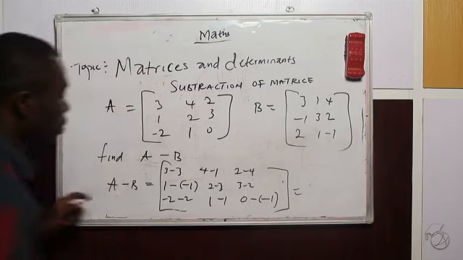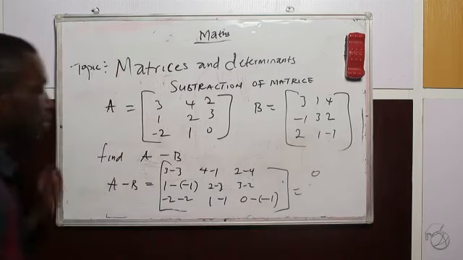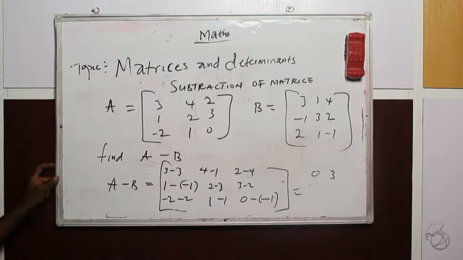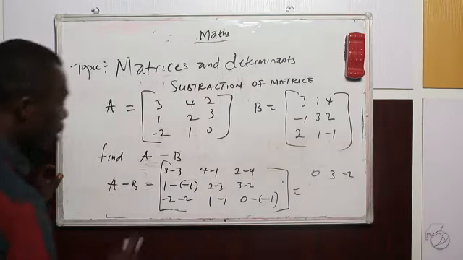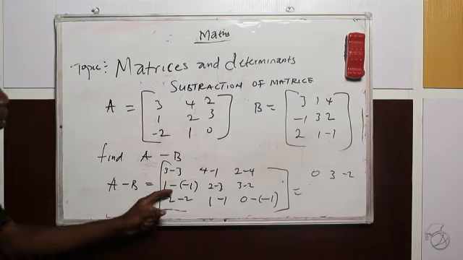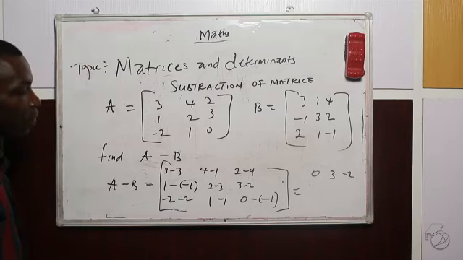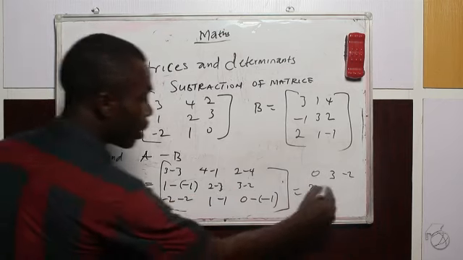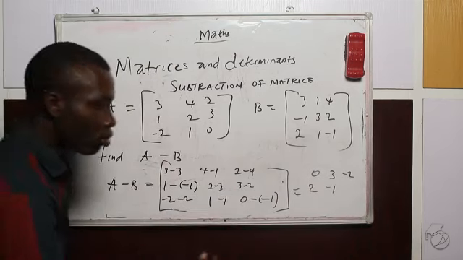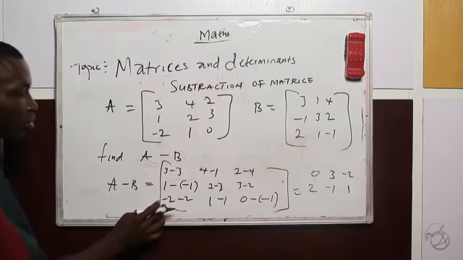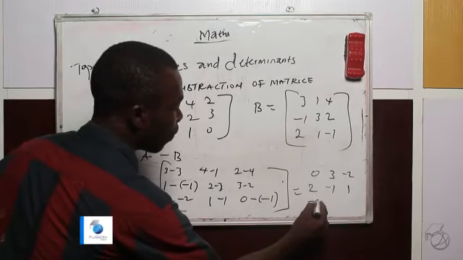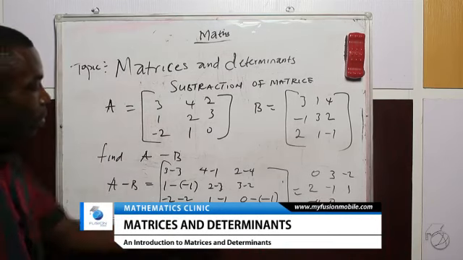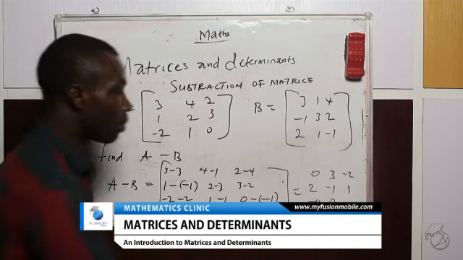which is equal to 3 minus 3, which will give us 0. 4 minus 1 will give us 3. 2 minus 4 is minus 2. 1 minus minus 1. 1 minus times minus will give us plus. Therefore, 1 plus 1 will give us 2. 2 minus 3 will give us minus 1. 3 minus 2 will give us 1. Minus 2 minus 4 is equal to minus 4. 1 minus 1 is 0. 0 minus minus 1 will give us plus 1.